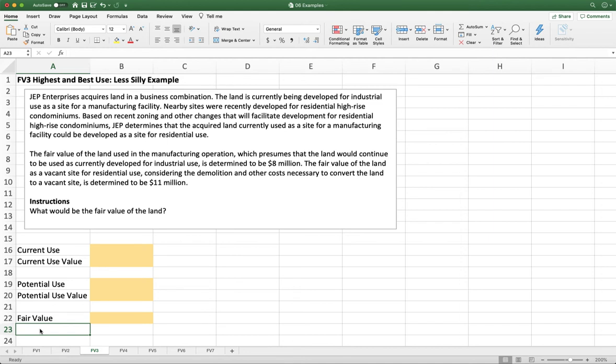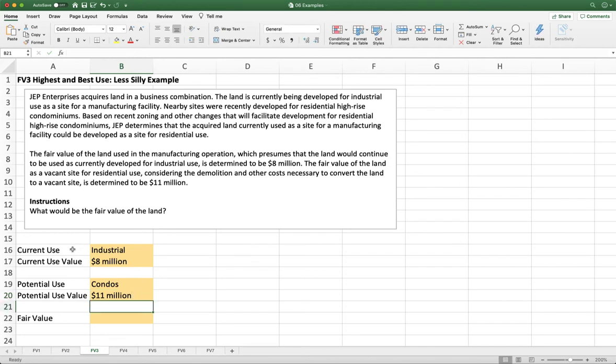So what would be the fair value of the land? Okay, so its current use is as an industrial site. And at that use, we believe it's going to be worth $8 million. And that's what we're planning to use it for. But we could, in theory, also demo the building, and after we did that, all our costs and everything, we could use it for condos, and then the land would be worth $11 million less all those expenses to get it that way.